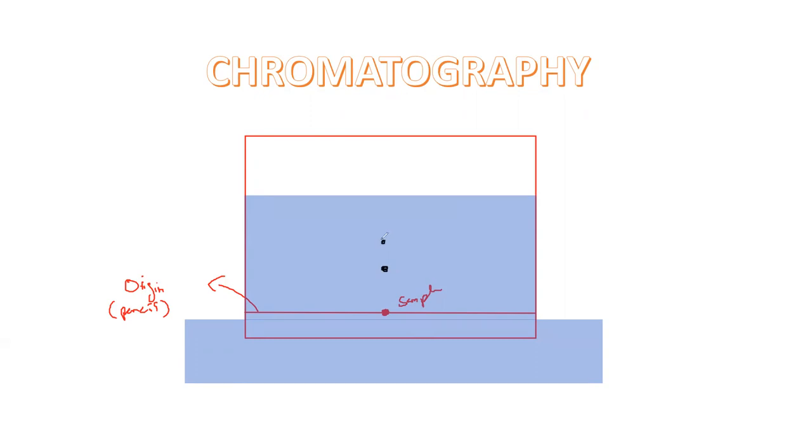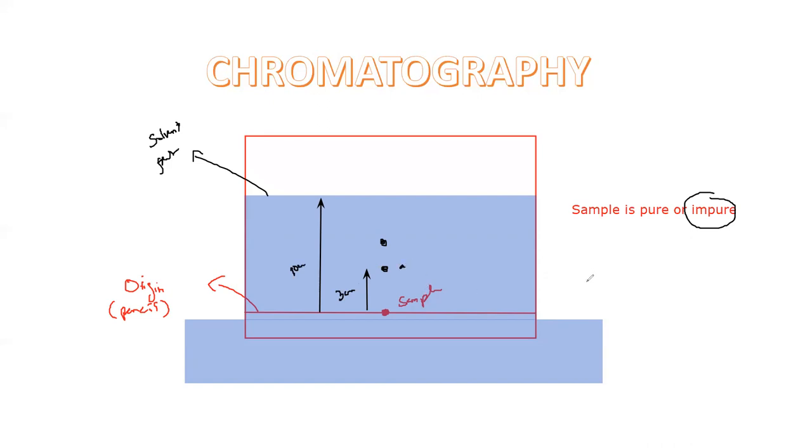So if we observe two spots, is the sample pure or impure? This sample is impure because we have more than one spot. And we can measure the Rf value. What is the Rf value? Distance moved by the spot from the origin divided by the distance moved by the solvent front. The last point where the solvent rises, that point is known as the solvent front. So for example, if this is 3 centimeter, this was 10 centimeter.